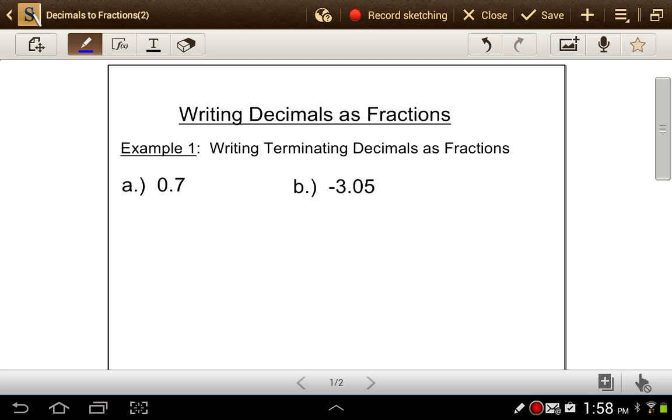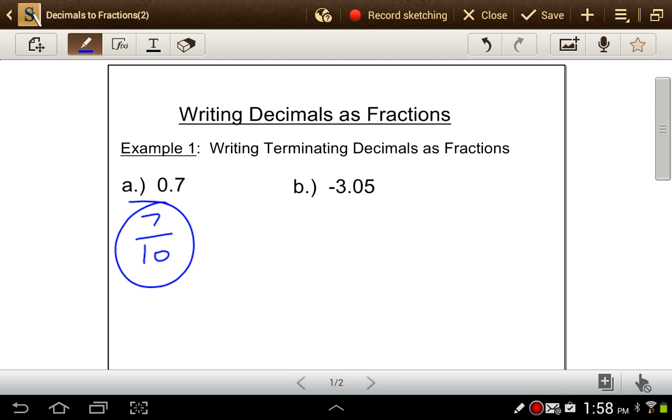When I'm writing terminating decimals, you just have to say the number, and if you say the number, that will help you answer it. So for the first one, 0.7, that's how most people say it, but the real way to say that is 7/10. So I'm just going to write that out, 7/10. I can't reduce that, and that ends up being my final answer.